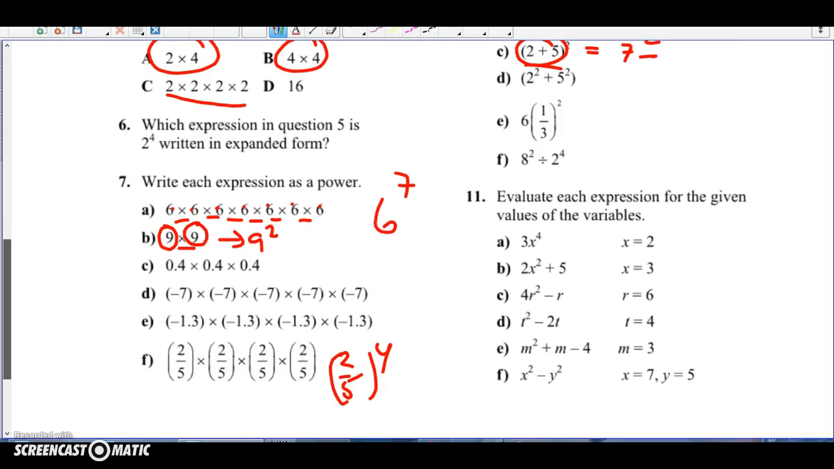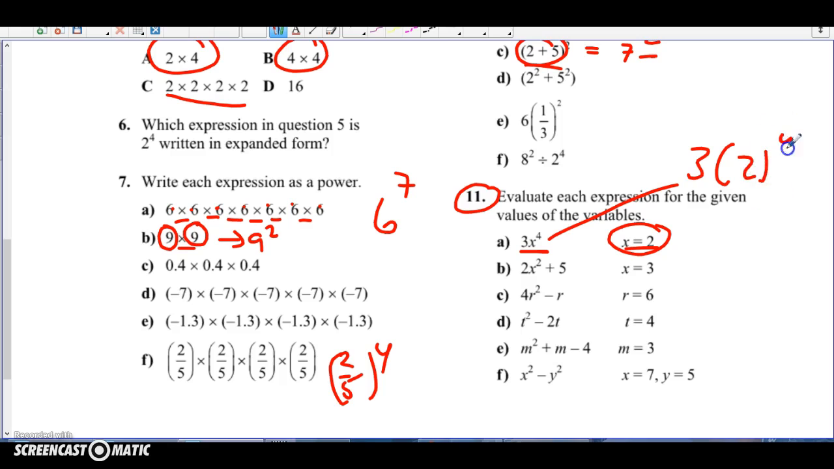And that's about it. Okay, these ones here, so this is 3x to the power 4. So what you do is your x is equal to 2 here. So you change the x to a 2. So now I have 2 to the power 4. So it's 3 times 2 to the power 4. Find out what 2 to the power 4 is and multiply it by 3. Okay. Don't tell me that it's 3.